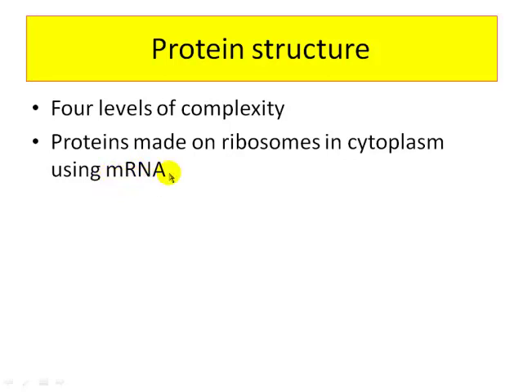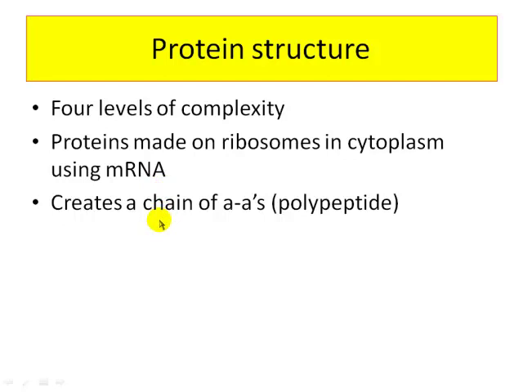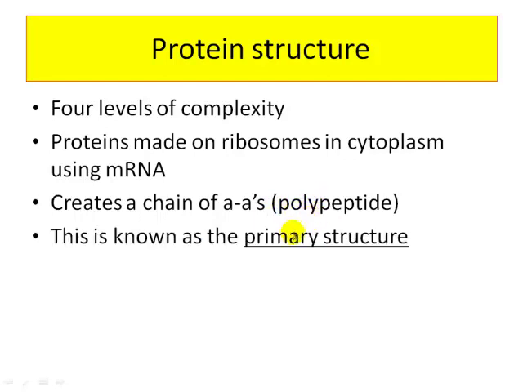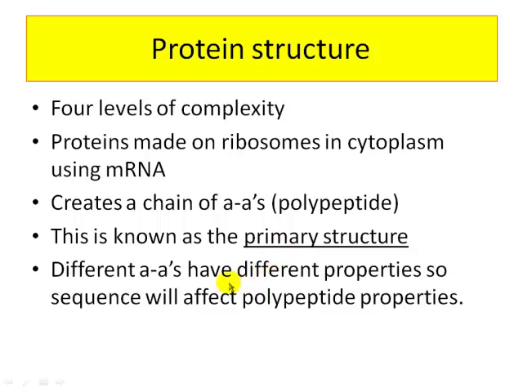Now we're not going into any detail at the moment, but this is the essential bit of kit here that codes for what order the amino acids will go in. And what this does, it creates a chain of amino acids. As I say, this chain, fairly short, is called a polypeptide. Longer polypeptides are called proteins. And this is known as the primary structure. So the primary structure is a sequence of amino acids.